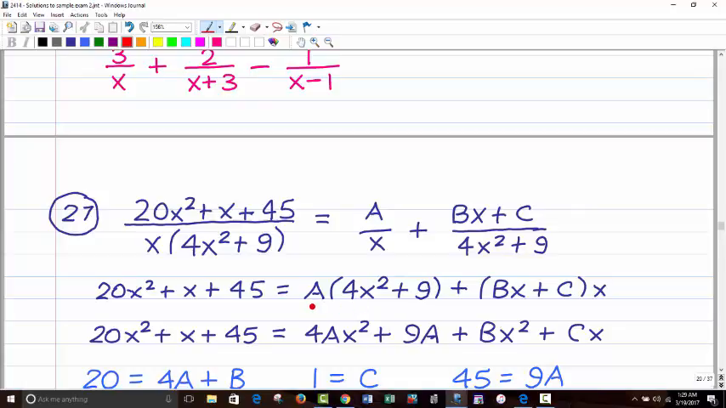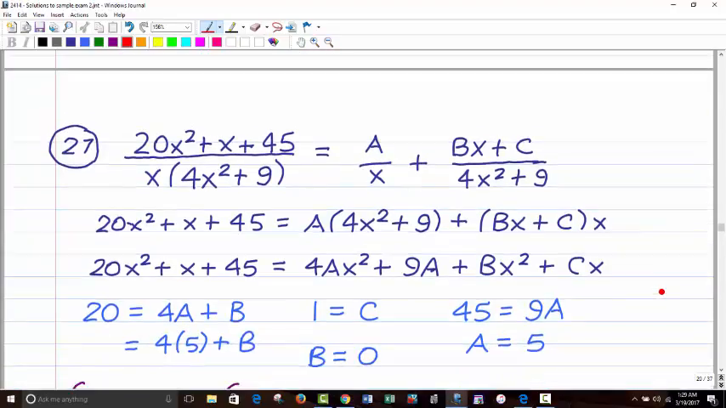All right, so we multiply by the LCM. We'll clear out the left side. And we're going to have a times 4x squared plus 9. And then we'll have bx plus c times x. And let's go from there. Now this one's sort of like I multiplied this one out and kind of used that grouping technique. If you want to go back and look at it more thoroughly in my notes, I didn't do it as thoroughly here. But anyway, if you distribute the a, you'll get 4ax squared plus 9a, and then you have bx squared plus cx.